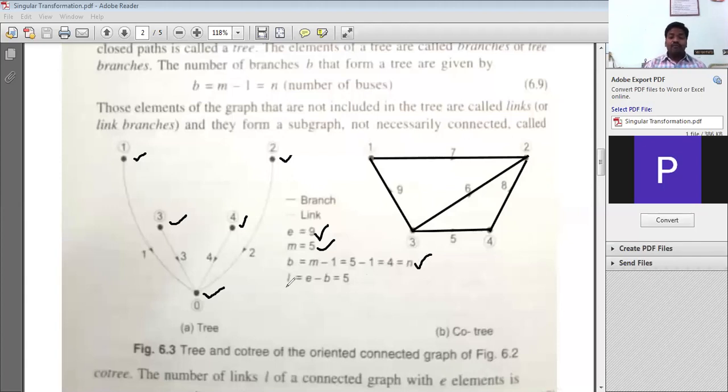Obviously the number of links is also very important. Now what is a link here? Those elements of the graph that are not included in the tree are called the links or the link branches, or they form the subgraph. They are not necessarily connected, which can be considered as a link. So how can you obtain the number of links? You take the difference between the number of elements and the number of branches.